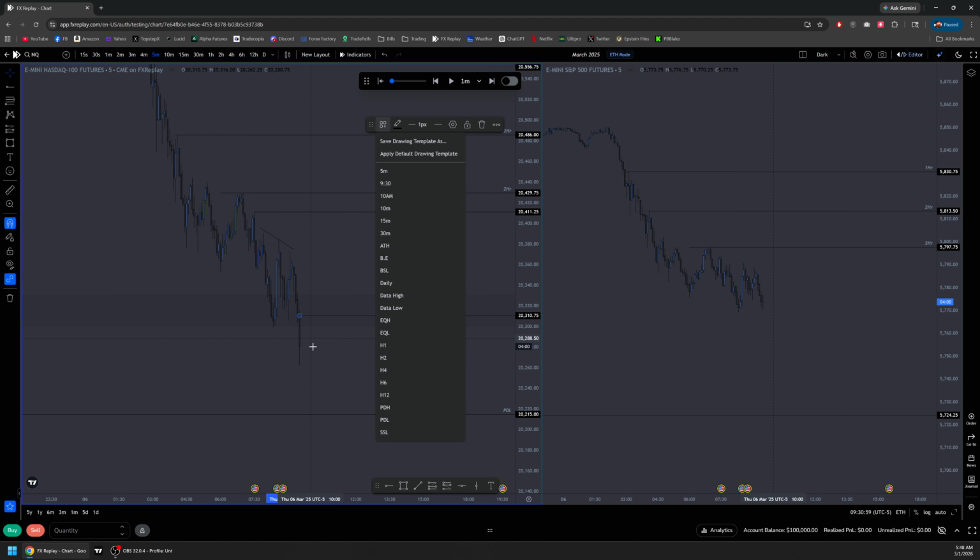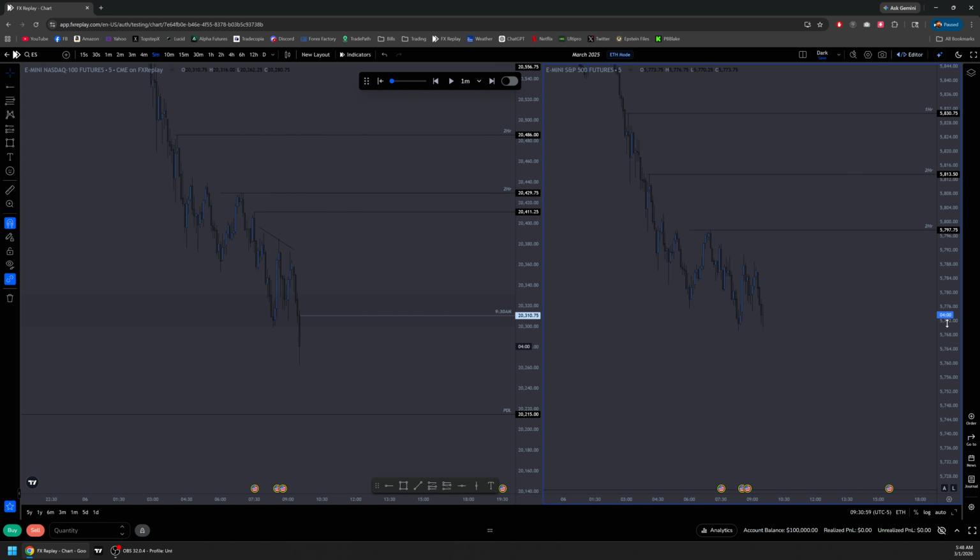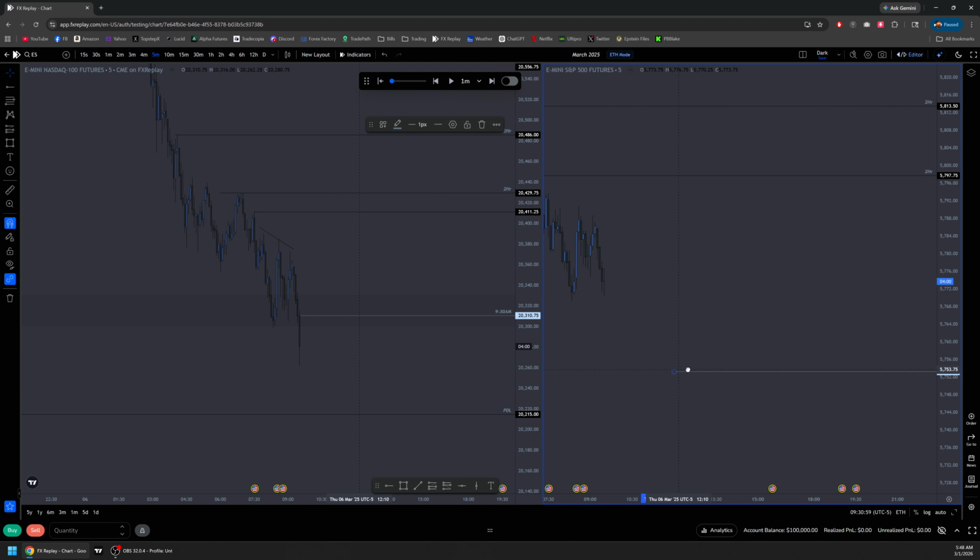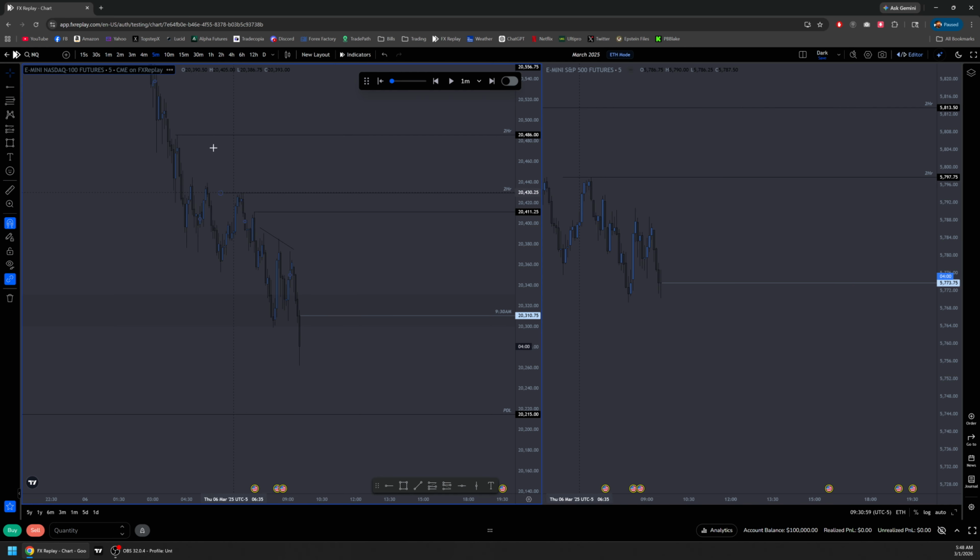But anyways, you do want to have this level marked out. It does help price make sense a lot of times. So I like to mark it out on both. Where are we at? Right here. Yep. Okay. What time frame am I on? The 5-minute?